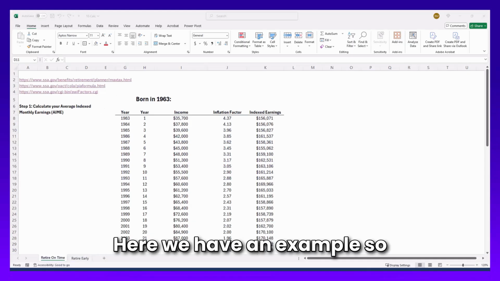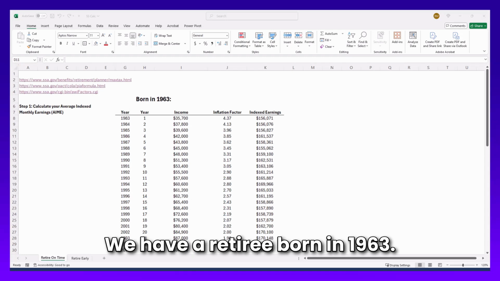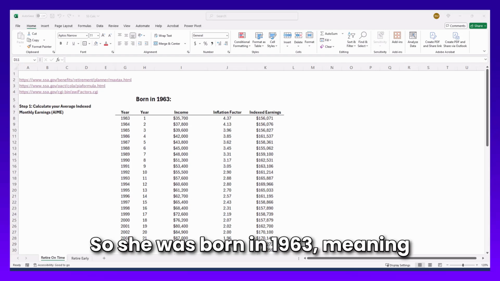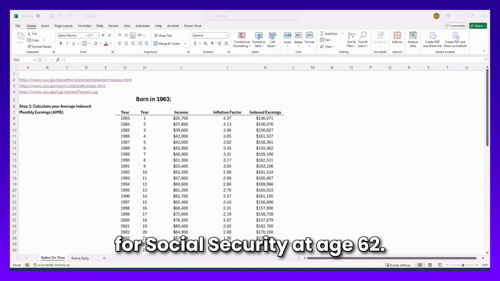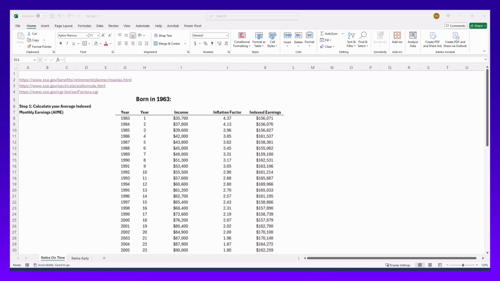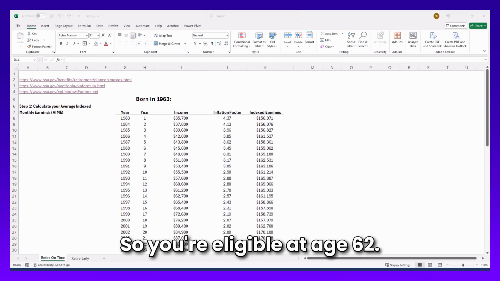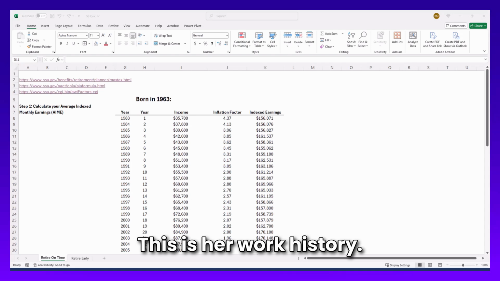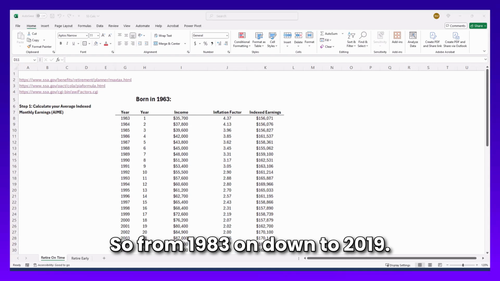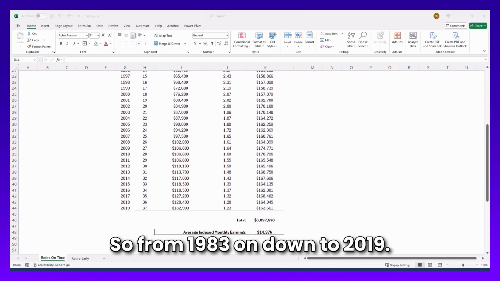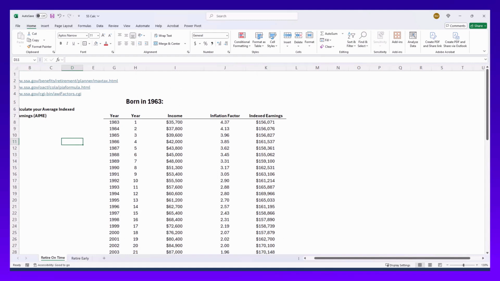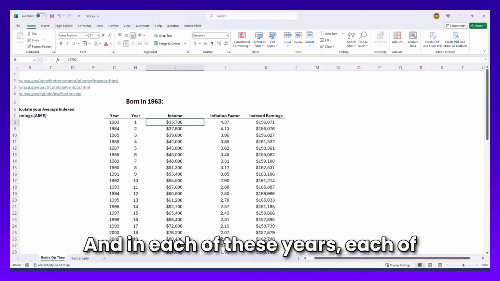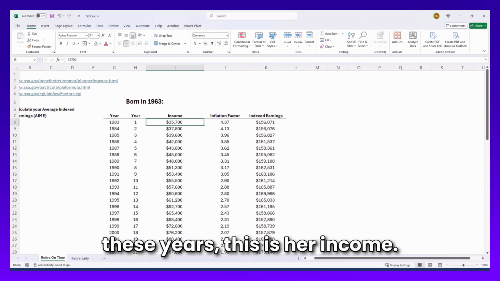Here we have an example so that it actually makes sense. We have a retiree born in 1963. So she was born in 1963, meaning in 2025, she becomes eligible for Social Security at age 62. Right? So you're eligible at age 62. This is her work history, from 1983 on down to 2019. And in each of these years, this is her income.